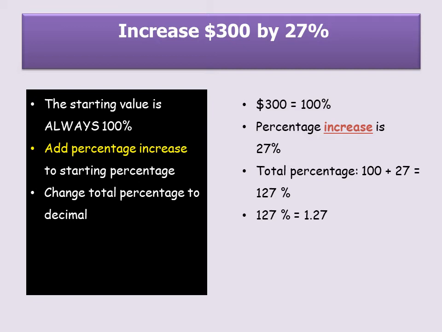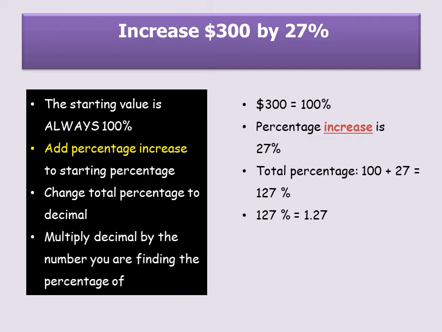And the final step is to multiply the decimal by the number you're finding the percentage of. What are we finding the percentage of again? $300. Awesome. So we're going to multiply 1.27 times 300, and that gives us $381. And that is how we increase 300 by 27%. We didn't set out our fractions and do any cancellation or anything like that. We went straight to the point.